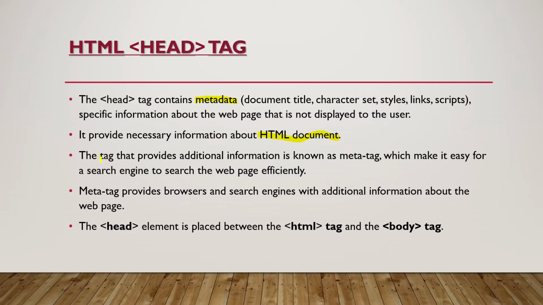The tag which provide these additional information is known as meta tag. With the help of these meta tags, search engines easily search the web page. The meta tags provides browser and the search engines with the additional information about the web page. So, whenever a person will search anything on the website or through the web engines, these meta tags are going to help the browser and the search engines to show the information or the results related to the search.